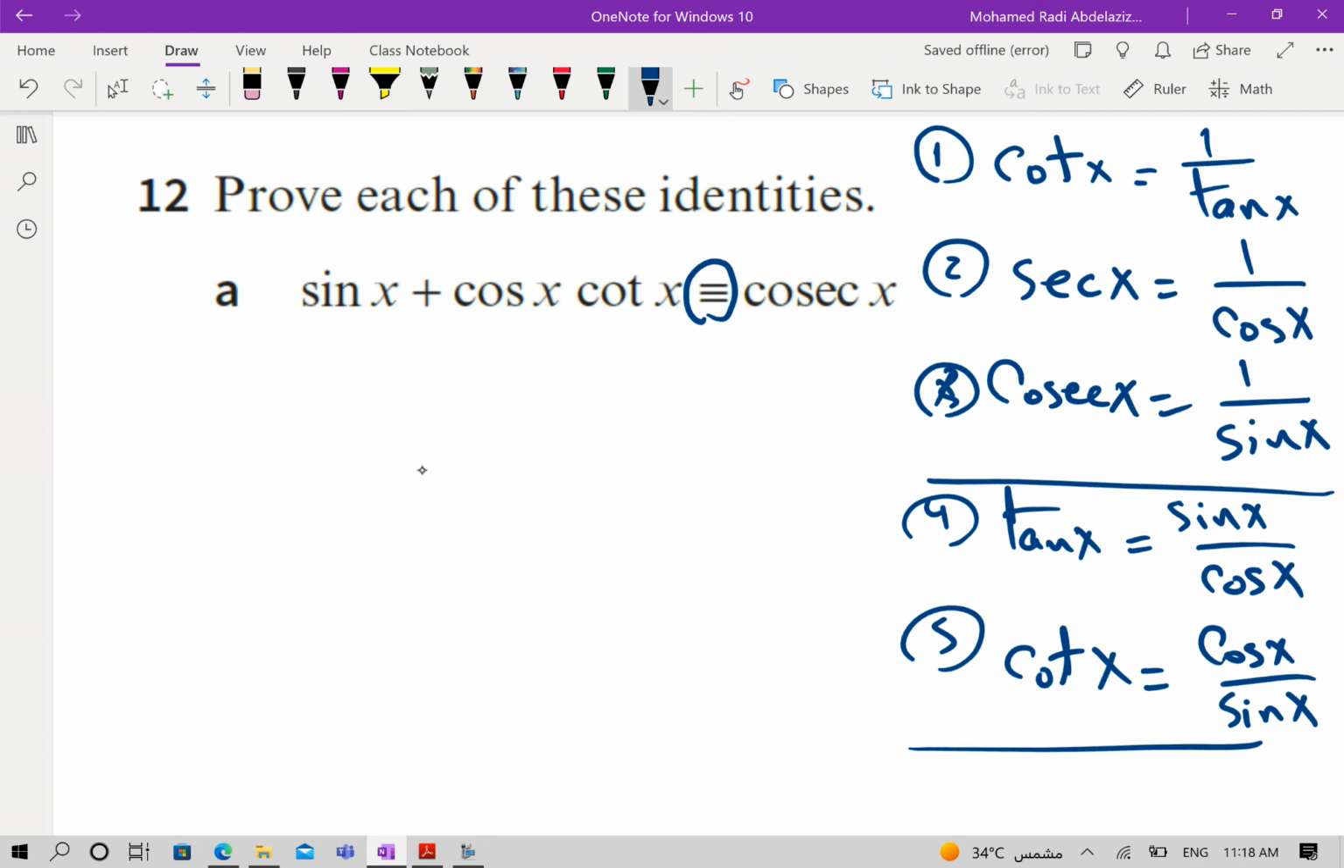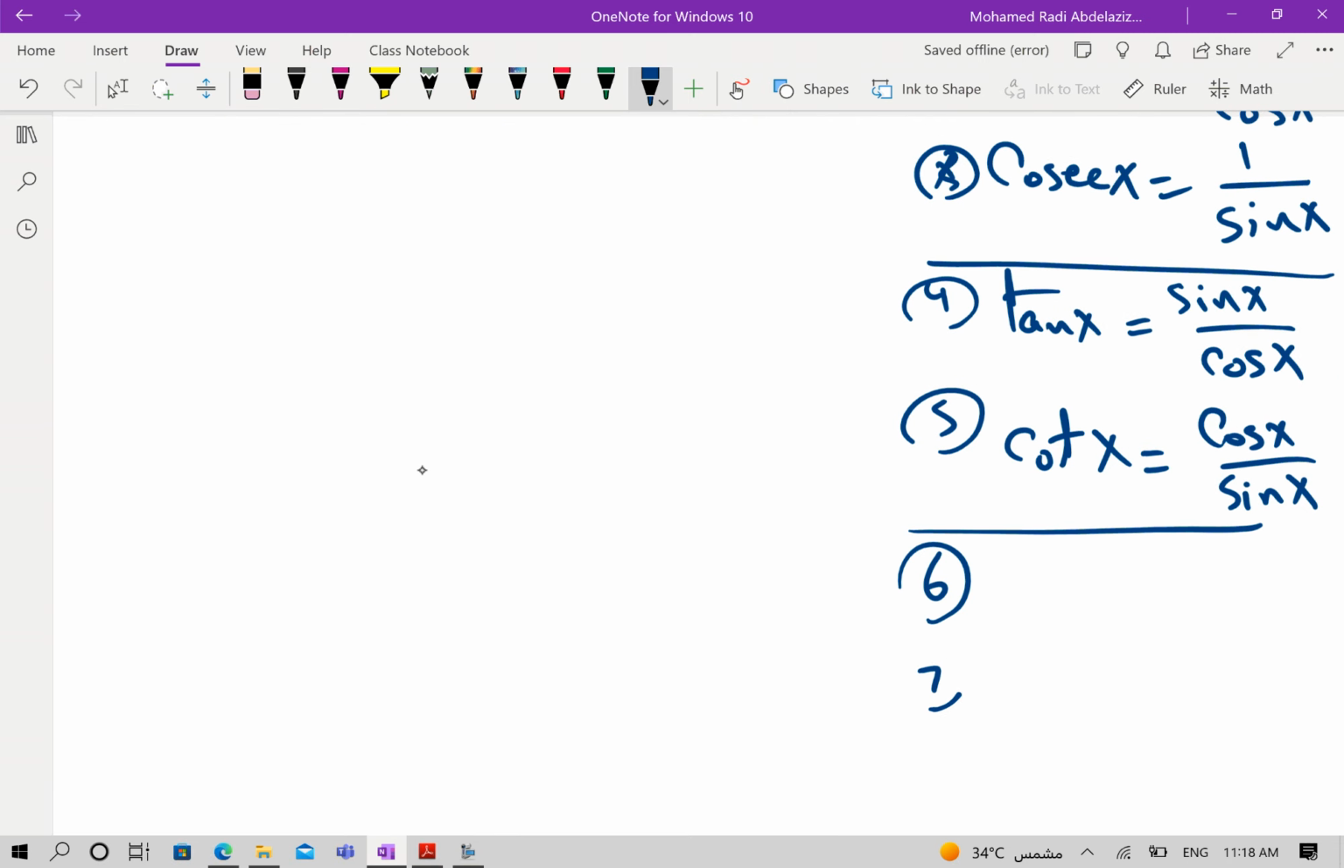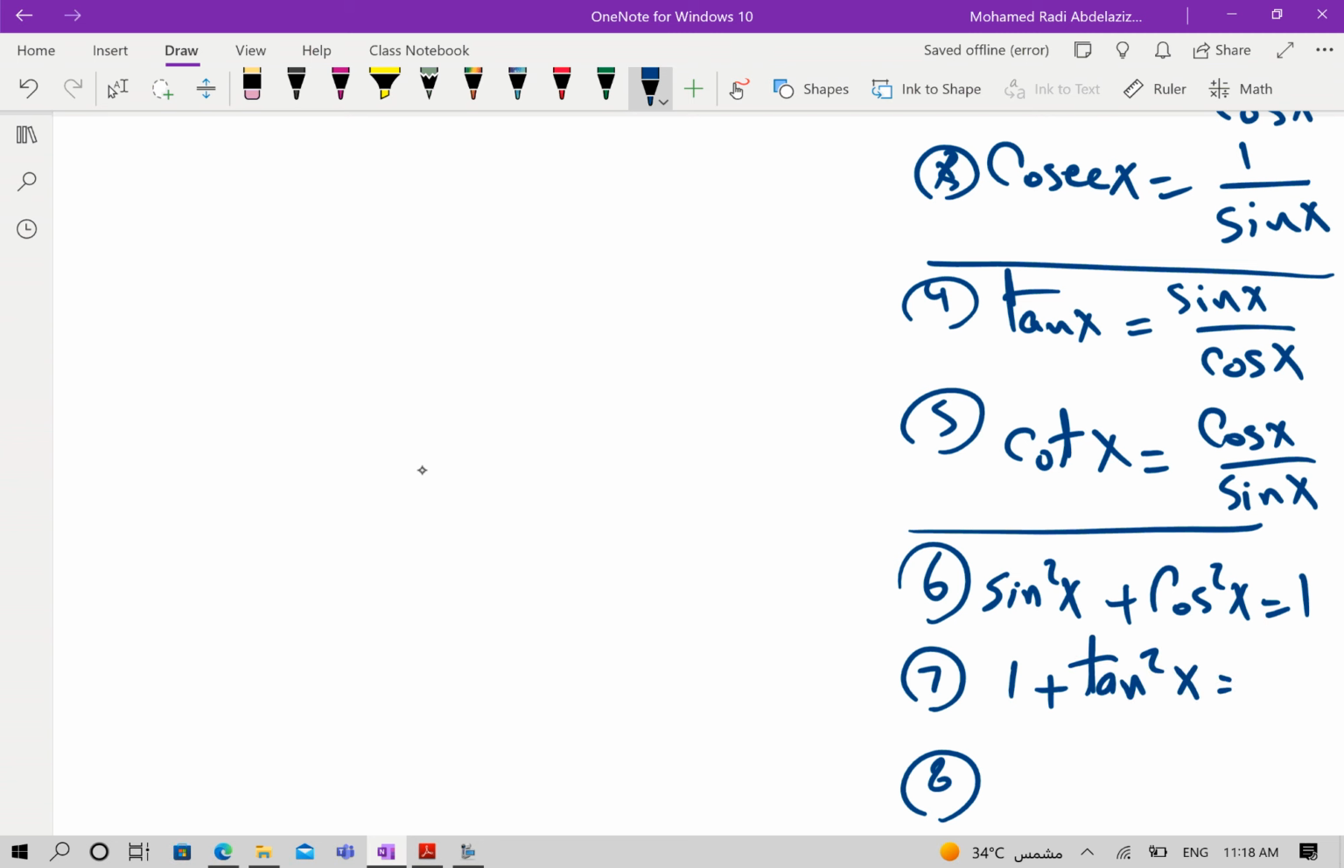Number 5. Number 6, 7 and 8, the squared ones. The first one is sine squared x plus cosine squared x equals 1. Number 2, 1 plus tan squared x equals what? Sec squared x. Number 3, 1 plus cotan squared x is equal to cosec squared x. So please, when you have any question related to identities or equations, write them all.